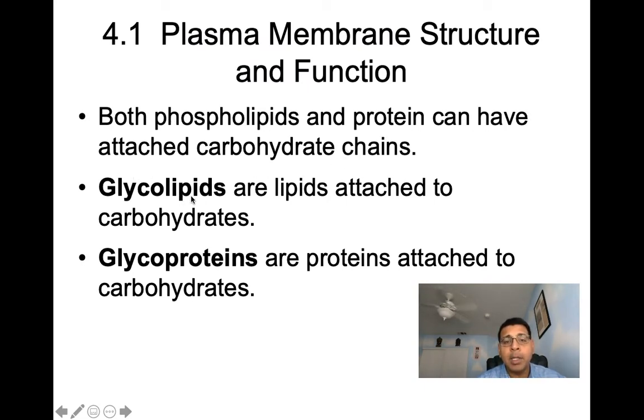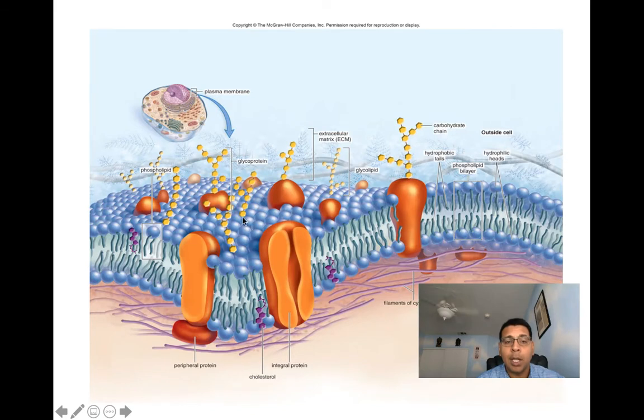And glycolipids are lipids attached to carbohydrates, and glycoproteins, proteins attached to carbohydrates. So glycolipids, we see some in here, okay? And then glycoproteins, we see there. And then here, we can see good old cholesterol in purple. Cholesterol right in here as well, and here too.